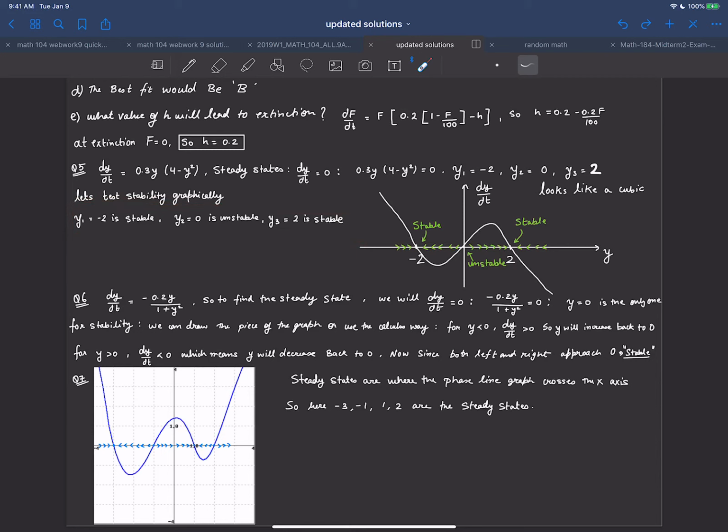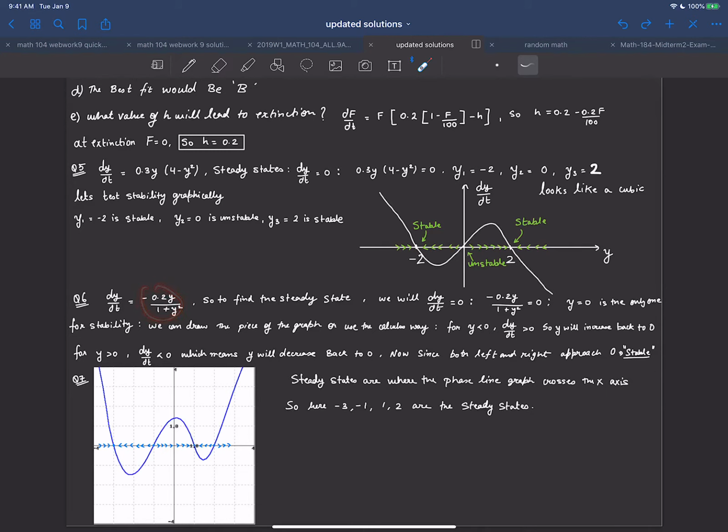Okay, question 6 is also the same approach, but instead of drawing a graph, I'll take the calculus approach as well. The key factor here that we saw was that for a stable steady state, the derivative before it must be positive and the derivative after it must be negative. So remember this rule. If you have that kind of scenario, you're going to have a stable steady state. Okay, so let's test this here.